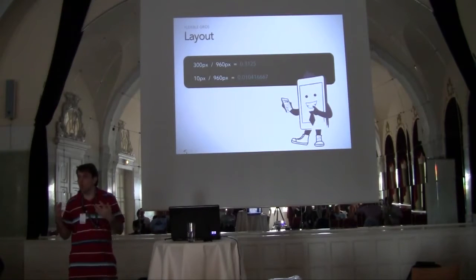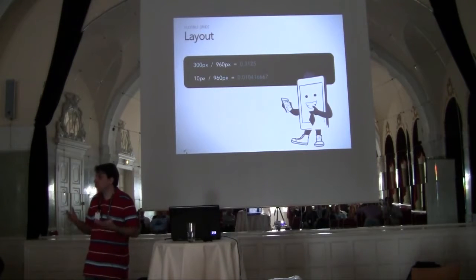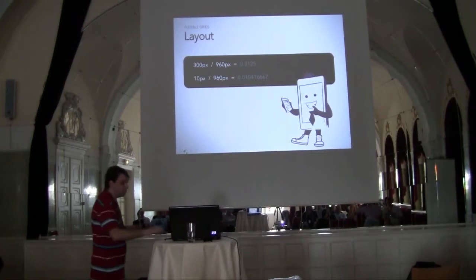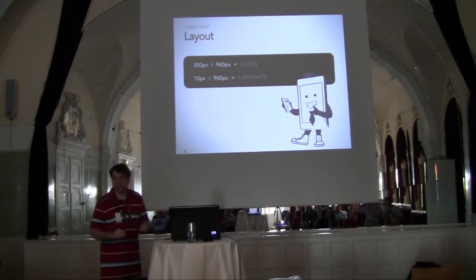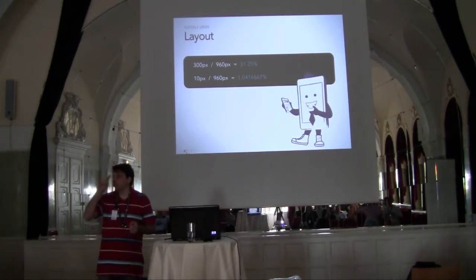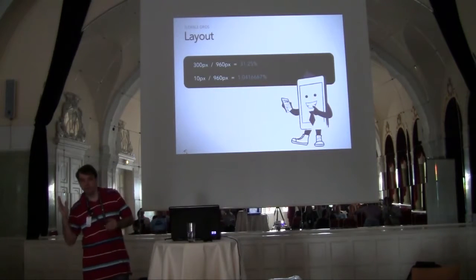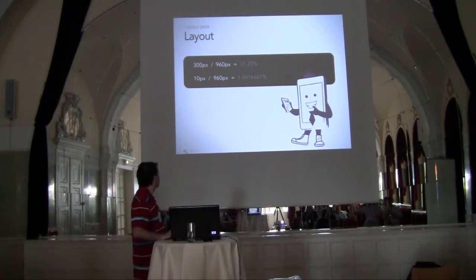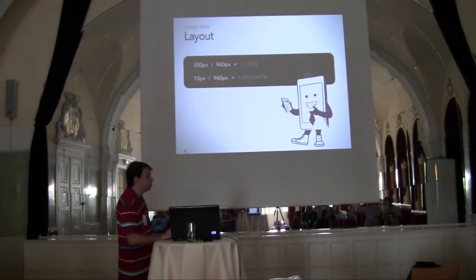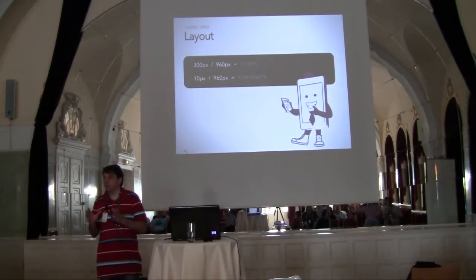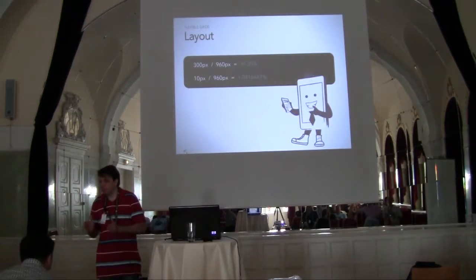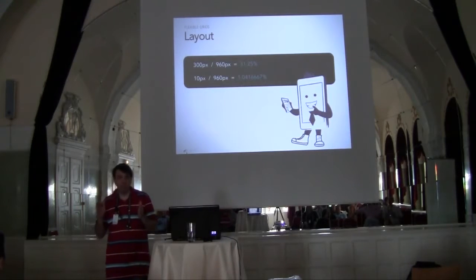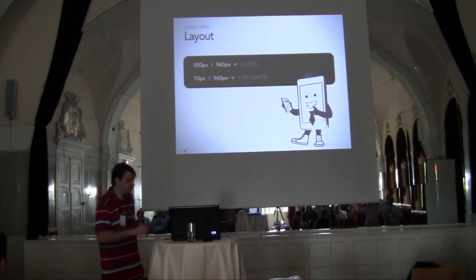0.3125. But because we want a percentage, like we learned at school, we move the decimal two places and then we get 31.25%. So that's the way you calculate the size of your grid in percentage. In this way you're gonna be making it flexible. Okay?